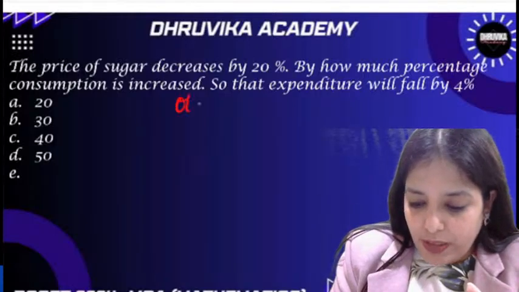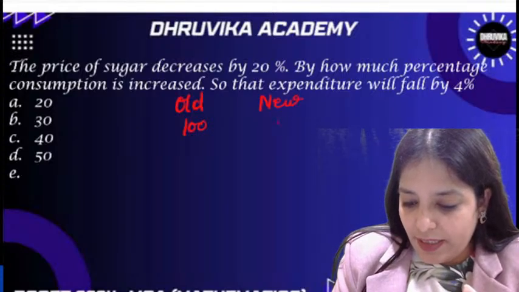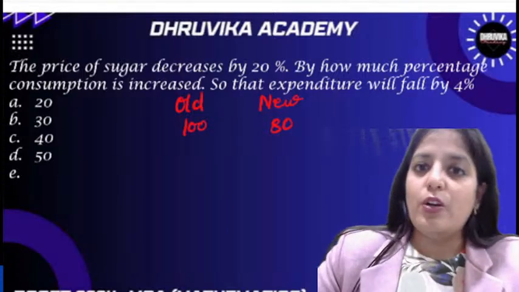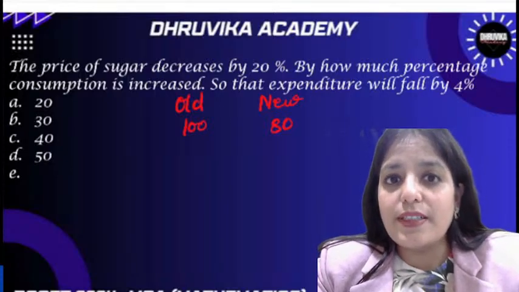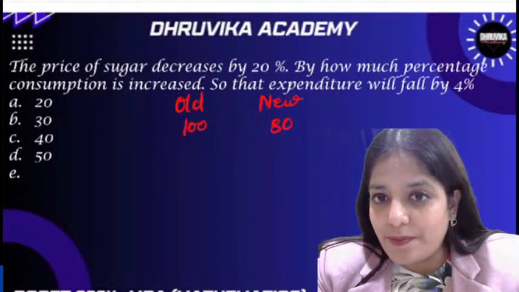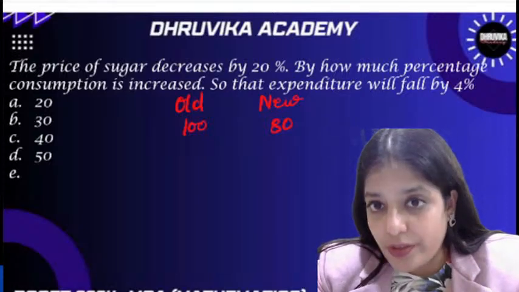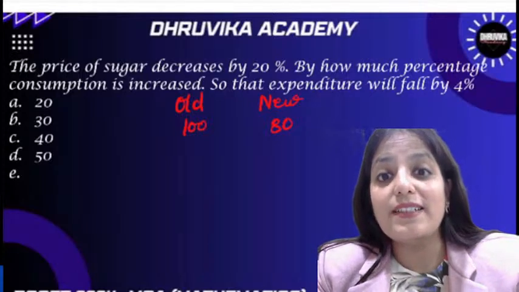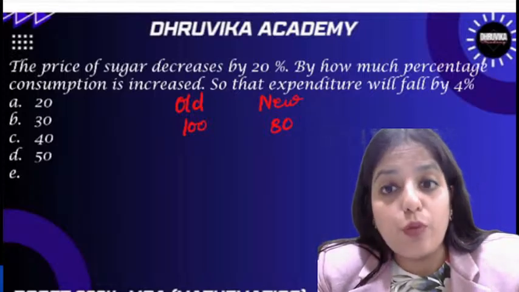So our old expenditure was 100. Now the new expenditure is 80, right? Because the price has fallen, expenditure will also fall. Okay, now what are they saying? By how much percentage is consumption increased? See, price has fallen, so with the same income you can consume more, right? So what are they saying? By how much percentage is consumption increased, so that expenditure will fall by only 4%.